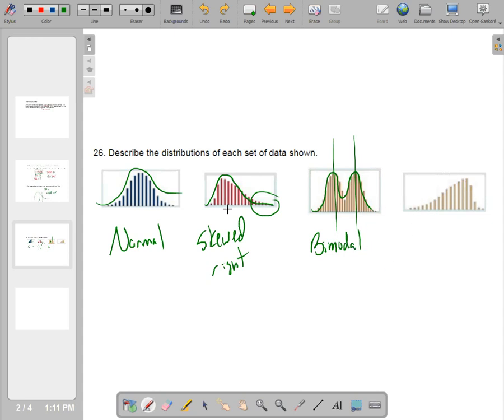Then the last one is sort of the opposite of this. When most of the data is off to the right, the mean would be less than the median. This would be the mean and this would be the median. When that happens, this is called a skewed left distribution.